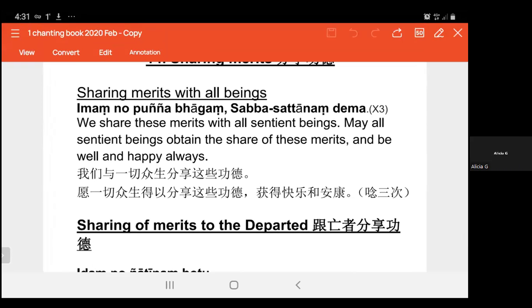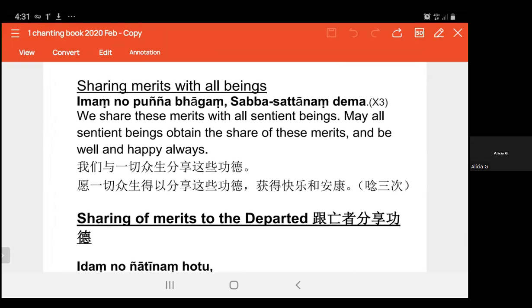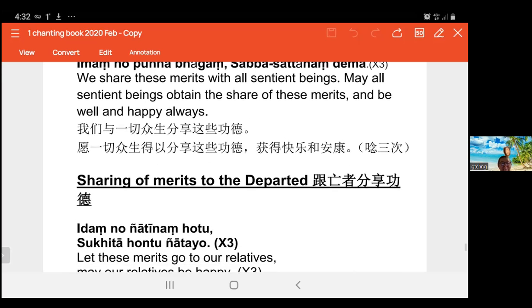Imano punya bagam apa satnam dema. We share this merit with all sentient beings. May all sentient beings obtain the share of this merit and be well and happy always.